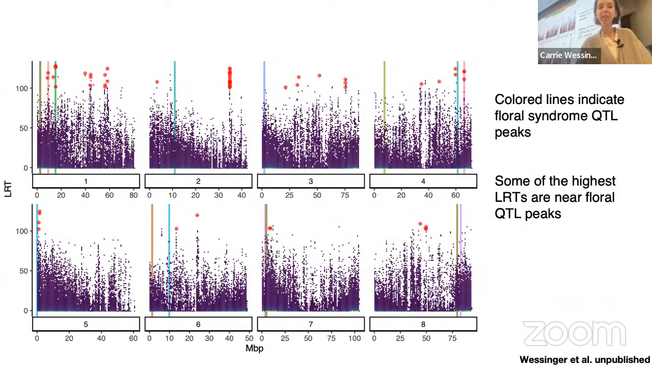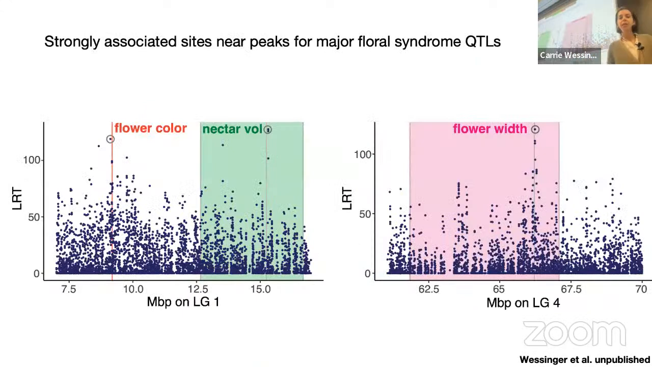Okay, so I want to zoom in on a couple of examples. Here on the left are those linked flower color and nectar volume QTLs on our chromosome 1. And here on the right is our flower width QTL on linkage group chromosome 4. So again, these are some of the highest SNP associations in our data set, and they're right on top of these peak LOD positions for floral traits.